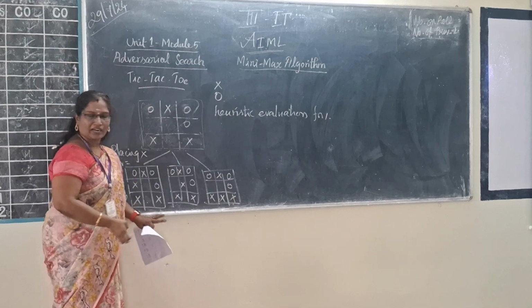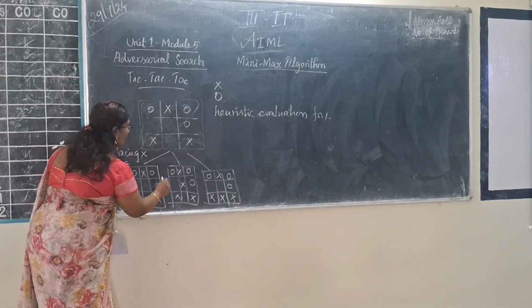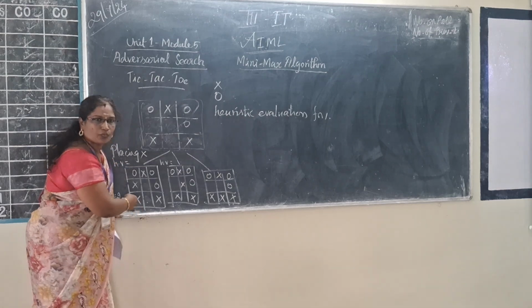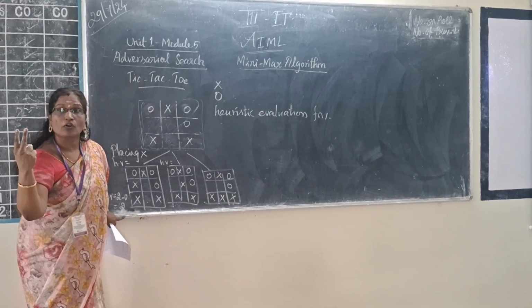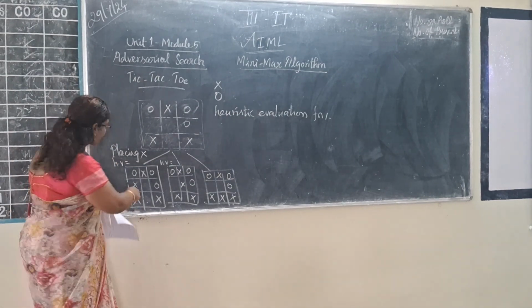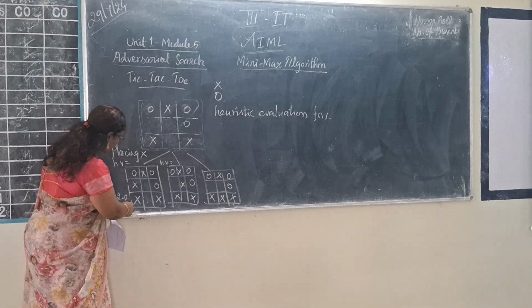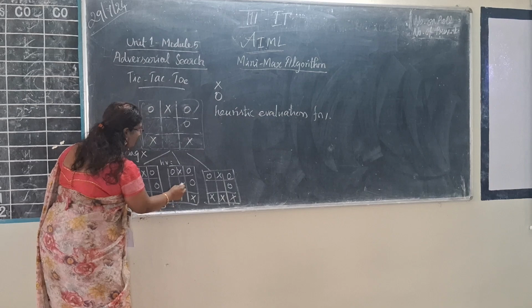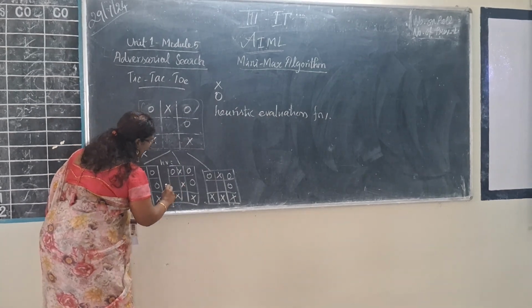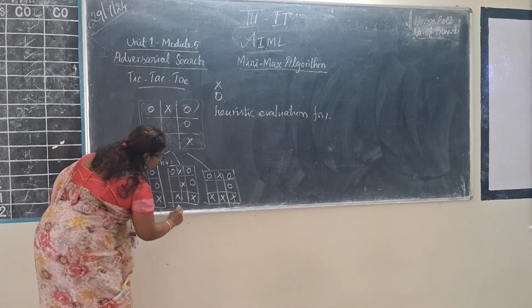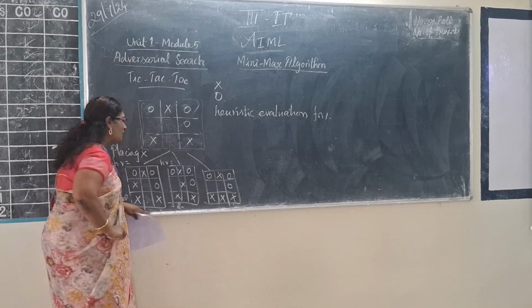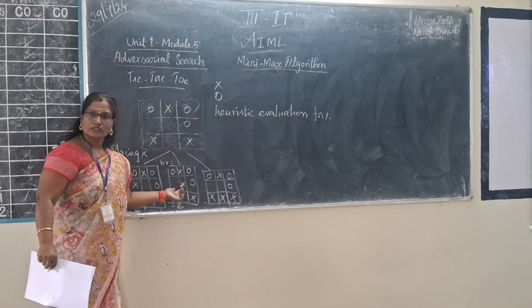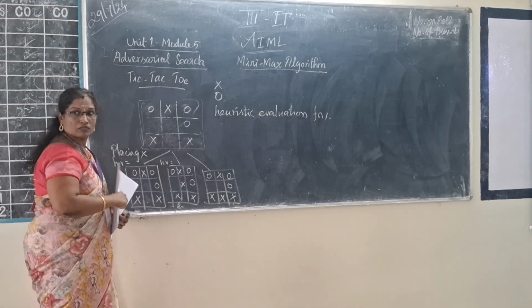All the 3 I have tried, so for all the 3 I am calculating my heuristic value. Here the possibility for X to win is 2, and the possibility for O to win is 0 after I place X over here. So my heuristic value is 2. Now I have placed my X here. Again, the possibility for X to win is 2, and the possibility for O to win is 0.